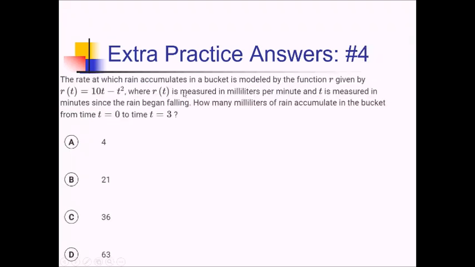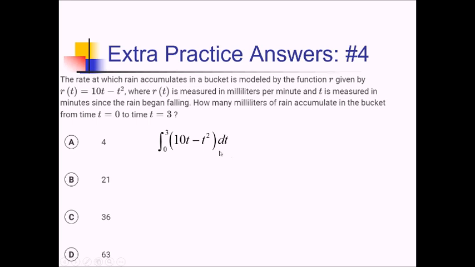For this problem, we have the rate at which rain accumulates in a bucket modeled by this R function. This is milliliters per minute. T is measured in minutes since the rain started falling. How many milliliters of rain accumulate from time 0 to time 3? We have the rate of change of the rain. We just have to integrate that from 0 to 3 to figure out how much rain we've accumulated in that time. So I'm doing the integral from 0 to 3 of 10t minus t squared dt.